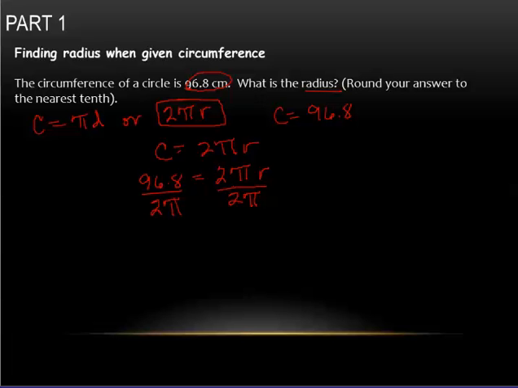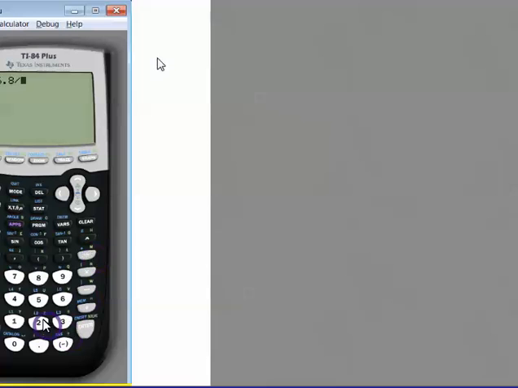Give me just 1 second. I neglected to open up my calculator. 96.8 divided by 2. And I said I use the pi sign, so I'll go up here to the second key and then I click on pi and I hit enter and I get 15.405, and I believe it said round it to the nearest tenth.